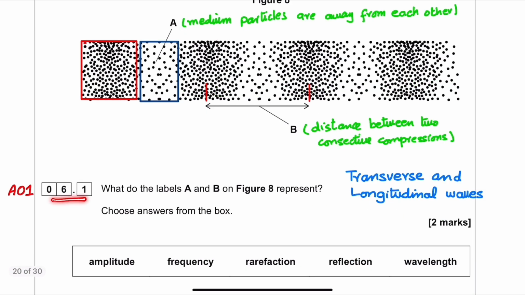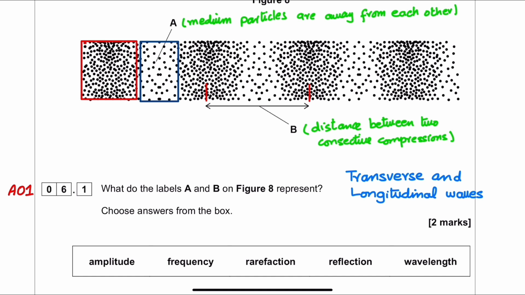So 6.1 is an AO1 question. What do the labels A and B on figure number 8 represent? Choose the answer from the box: amplitude, frequency, refraction, reflection, and wavelength.